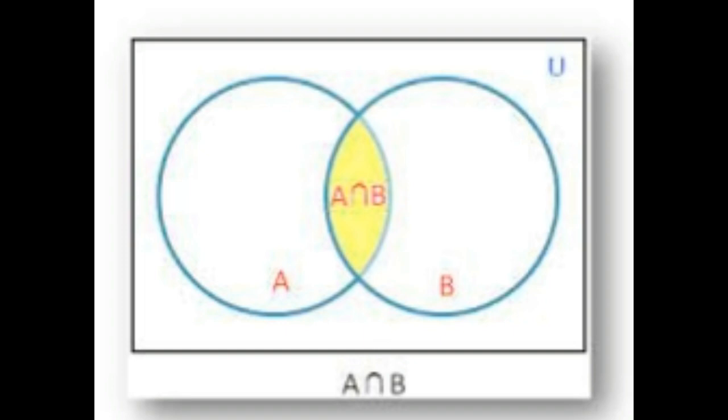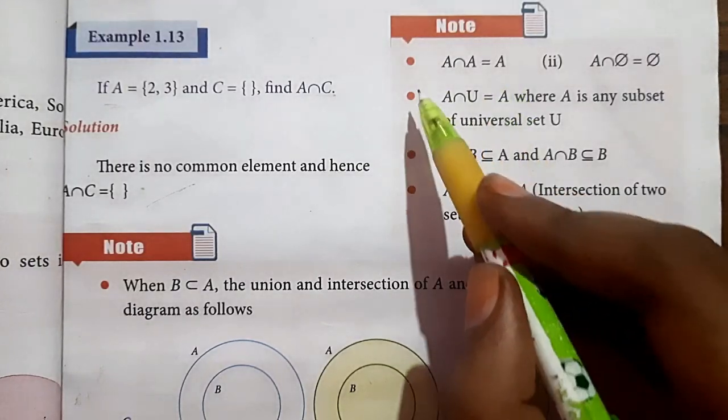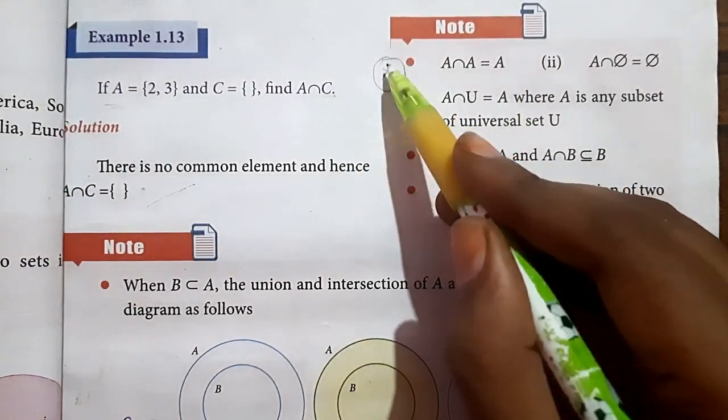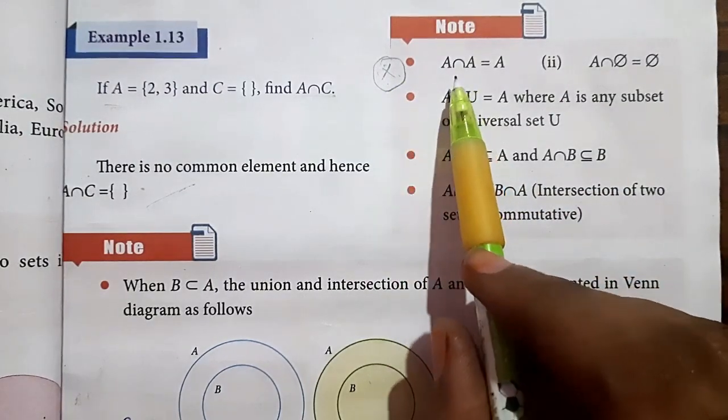Also, the difference of sets. So A minus B, what is A minus B and B minus A? A minus B means you remove the B elements from set A. B minus A means you remove the A elements from set B. Okay, students, you have many notes in this lesson. You have to learn these notes. Everything is simple, very practical.